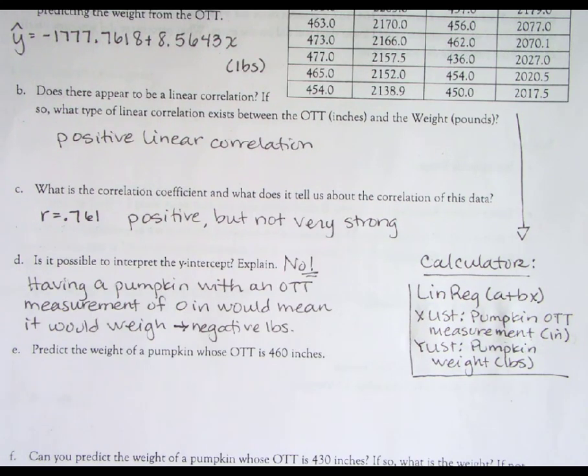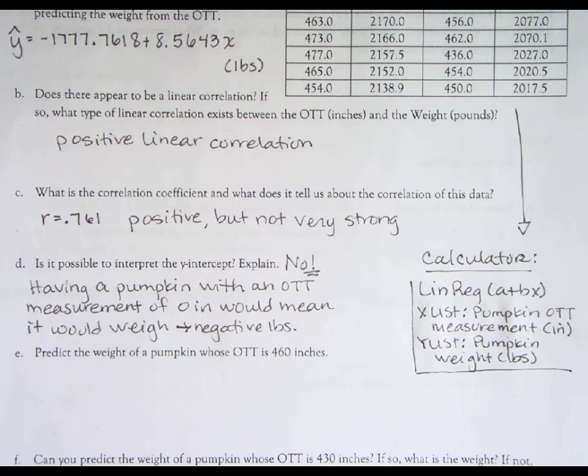So we would just say no and give some sort of explanation as to why. This doesn't have to be very specific. I'm not looking for specific language. I just want to hear your interpretation, and you just give me some reasons that would make mathematical sense. Next, I want to know if you can predict the weight of a pumpkin whose OTT is 460 inches.